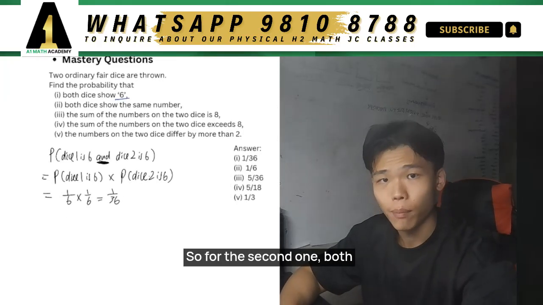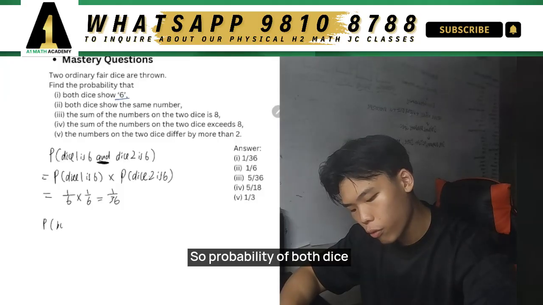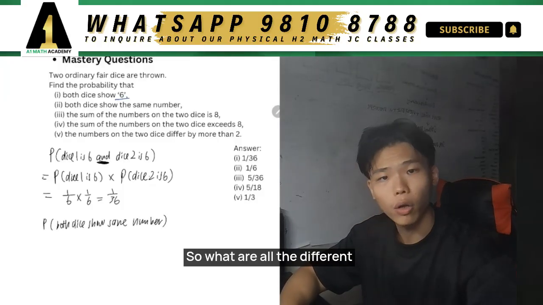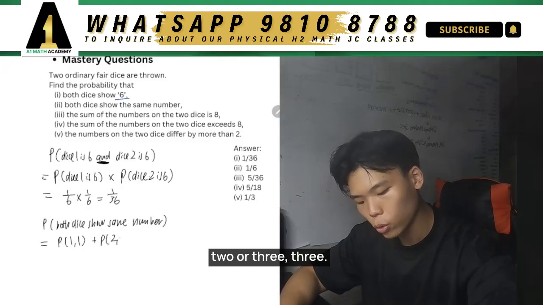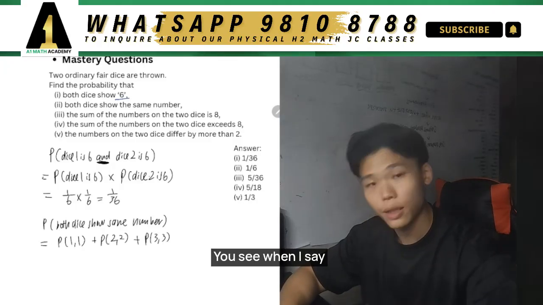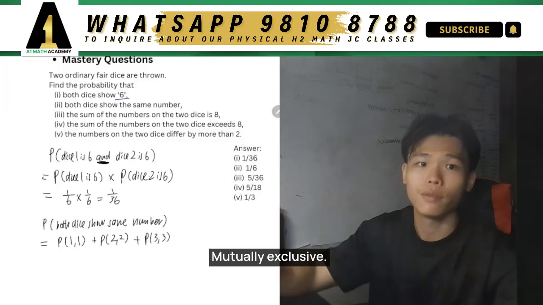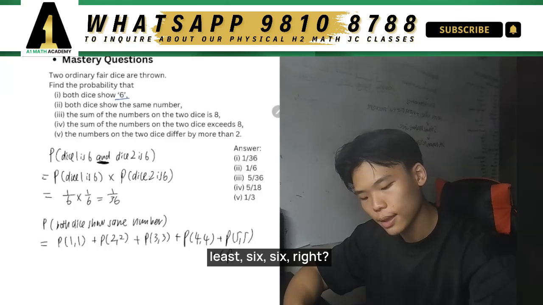So for the second one, both dice show the same number. So probability of both dice show the same number. So what are all the different possible cases, right? I have 1 1 or 2 2 or 3 3. You see, when I say or, I put a plus, because we're adding them together. Mutually exclusive, we are adding them together. Now, 4 4, 5 5, and last but not least, 6 6.